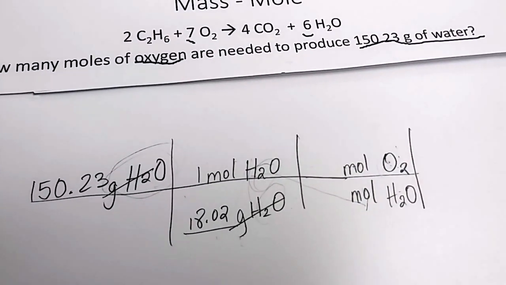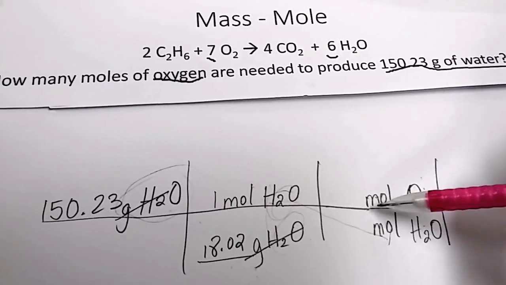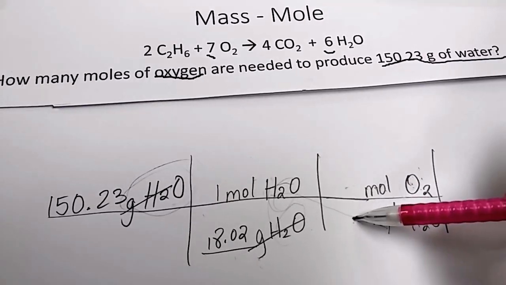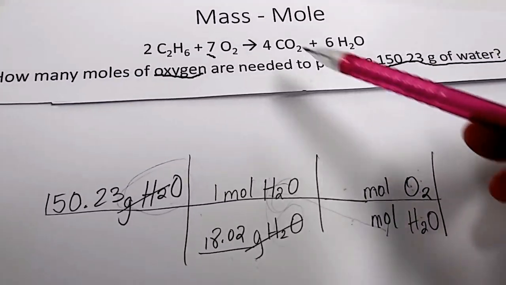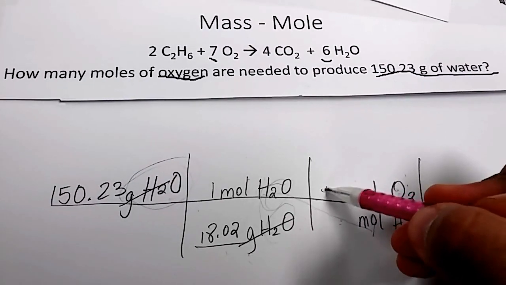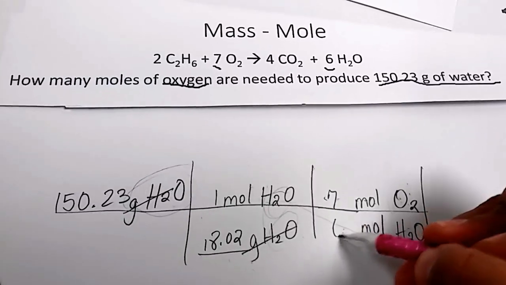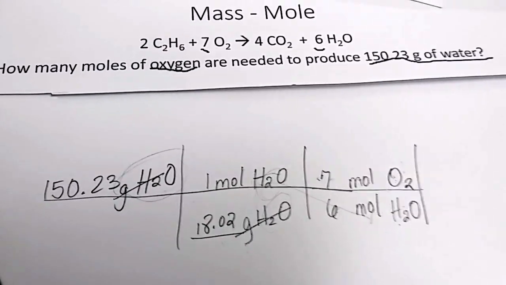So it's oxygen. Okay, just like I said before, when you have moles on top and moles on the bottom, the numbers that go here are the coefficients. So oxygen is 7, so I would put a 7, and water is 6. So we put a 6.